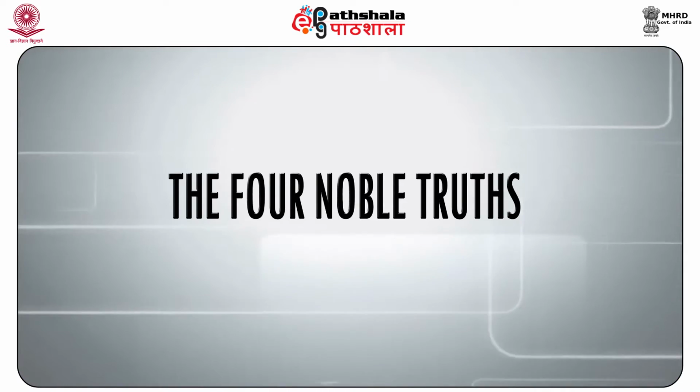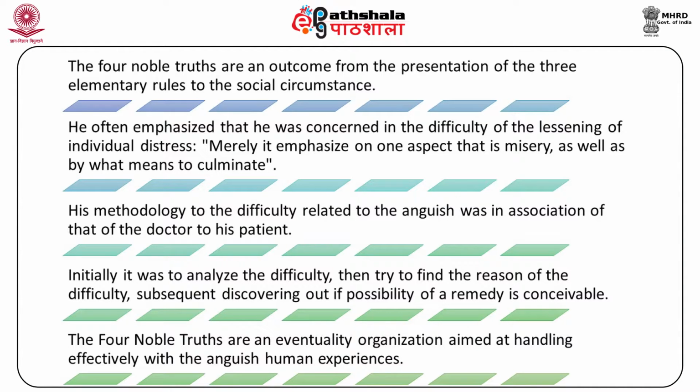The Four Noble Truths. The Four Noble Truths are an outcome from the presentation of the three elementary rules to the social circumstances. He often emphasized that he was concerned with the difficulty of lessening individual distress. Merely, it emphasizes one aspect, that is misery, and by what means to culminate it. His methodology to the difficulty of anguish was like that of a doctor to his patient. Initially, it was to analyze the difficulty, then try to find the reason for the difficulty, subsequently discovering if the possibility of a remedy is conceivable.